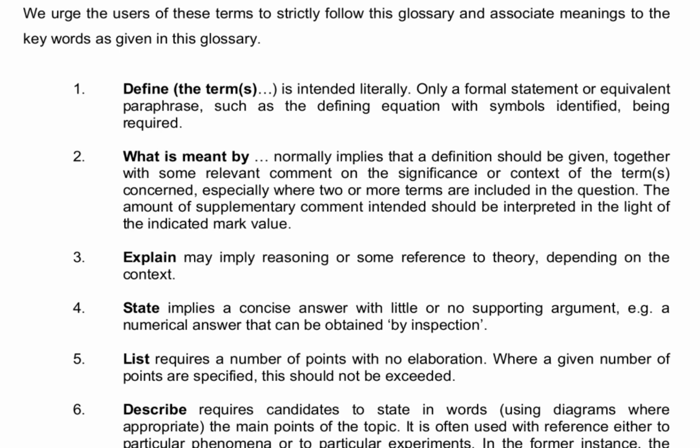State any law or any such thing, that means you have to give a very concise answer, and there is no need to give supporting arguments or supporting explanation here. And that can be obtained by a simple inspection method. You just need to state whatever is given. There is no further explanation given here.